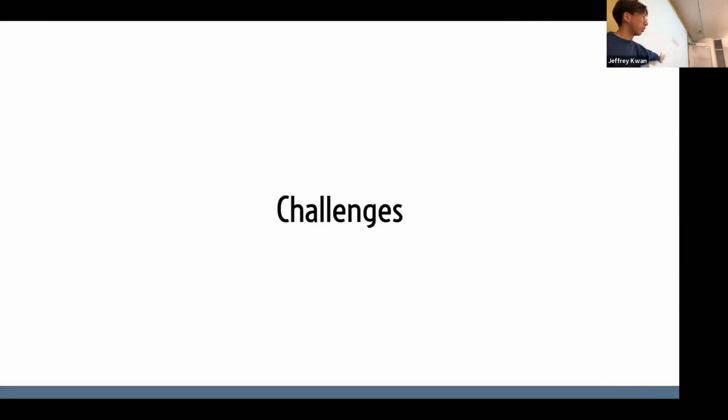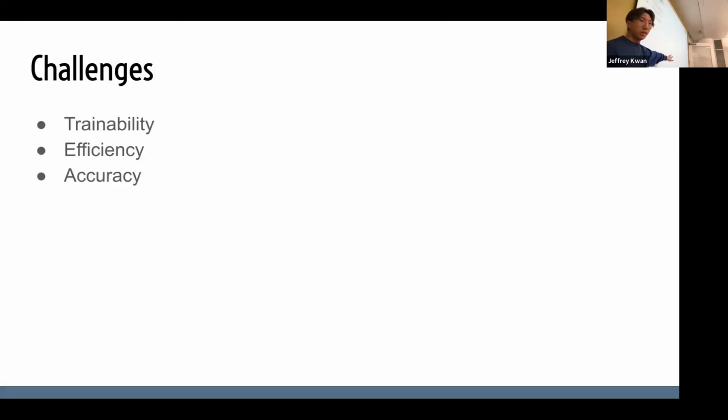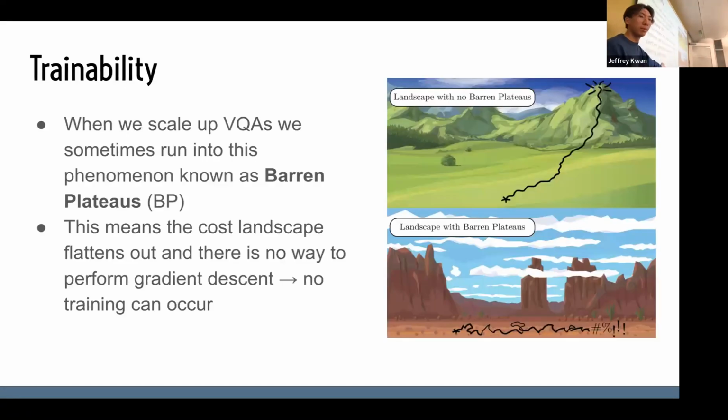So what are the challenges with quantum algorithms, right? Firstly, there are three: trainability, efficiency, and accuracy. With trainability, when you scale up these algorithms, you can run into something called barren plateaus. What that means is that your cost landscape completely flattens out, which means you can't descend anywhere. You can't do any gradient descent, and so you can't train your model. There are a lot of places where this can occur. This is still an active area of research, but the way you initialize your states, the way you set up your ansatz, the way you set up your cost function, all of those can induce this kind of problem.